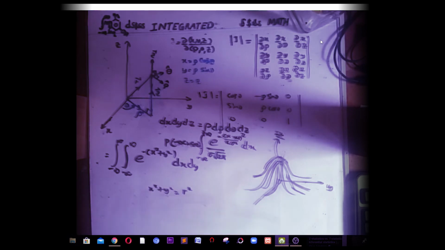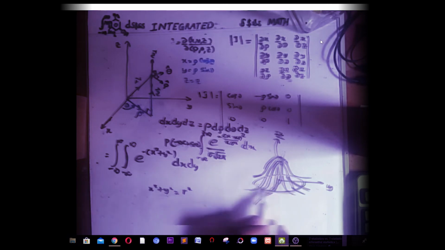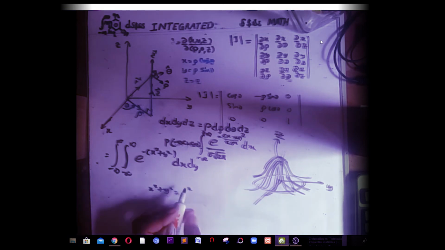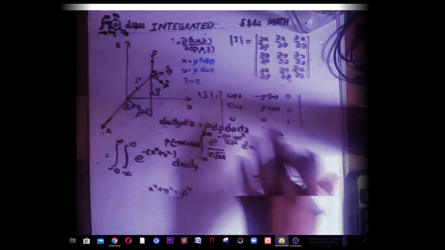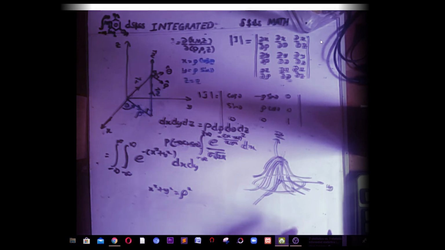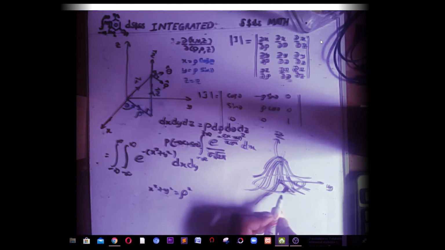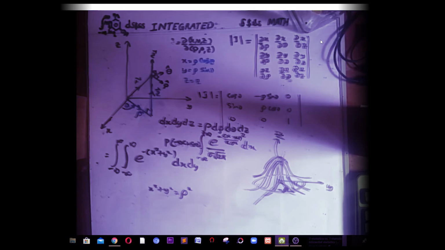If you pay much attention on this disk, what will happen if this is the r? Let me call this rho, because I denoted that as rho in the previous session. So if you call this rho, what would happen to the x? This can be written as x square plus y square equal to rho square. Okay, so what would happen to this guy?